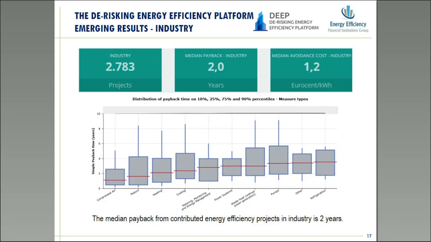And you also see that the median avoidance cost of industry projects is 1.2 euro cents per kilowatt hour. If you compare that to the price paid for energy in the European Union, you will see that industry energy efficiency is still an extremely attractive investment.